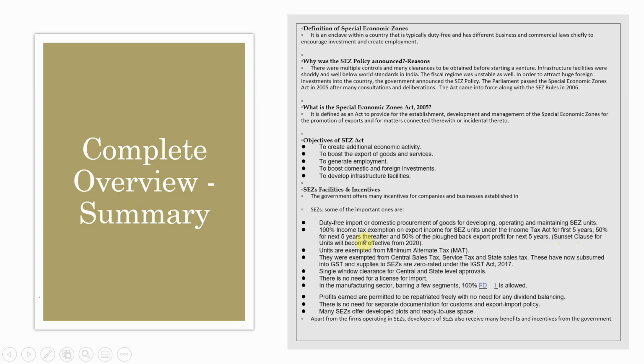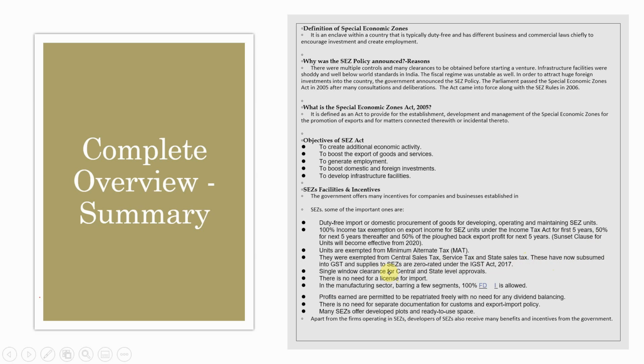The sunset clause for the units will become effective from 2020. That is, after this, you will become free to run the industries however you want to. It is your responsibility. So units are exempted from minimum alternate tax, and they were exempted from central sales tax, service tax, and state sales tax. Now everything is subsumed under GST. Lots of taxes are subsumed under GST, and supplies to SEZs are zero rated under the IGST Act.